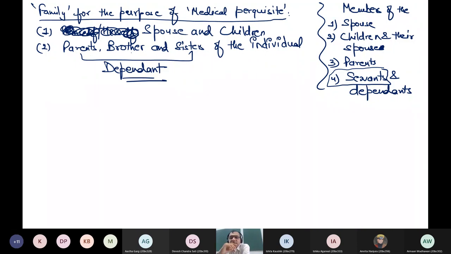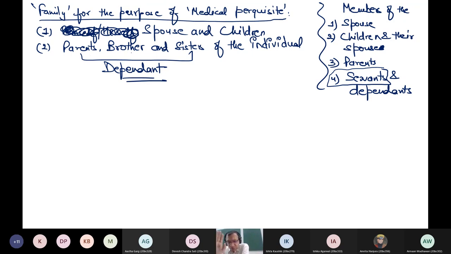Servant is not part of family. Don't say members of the family. Servant is not part of family. Clear? Yes, sir. Yeah, this is the point. In other perquisites, the provision says the benefit or taxability is there when the perquisite is provided to employee or members of the household. So there the servants are part. But for medical, servants are not a part of family when you compute exemption of medical perquisite.